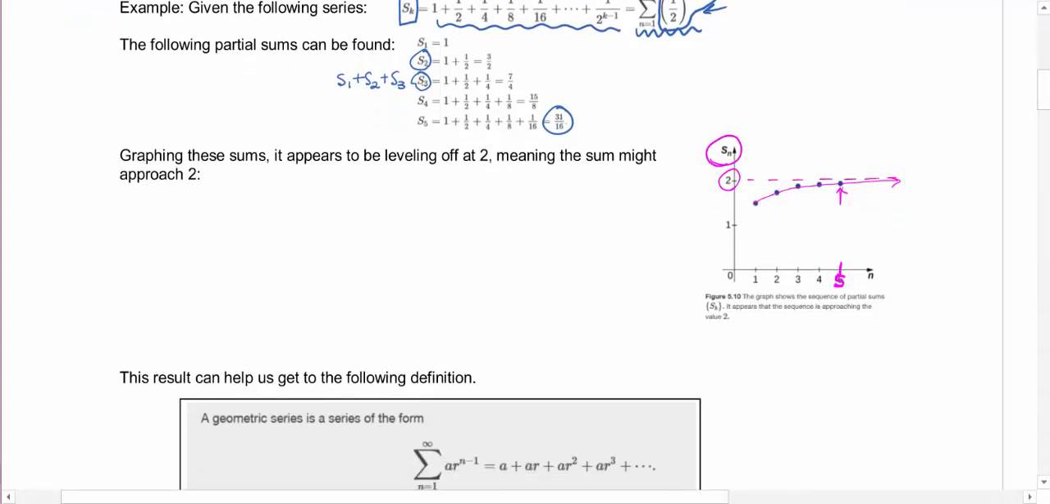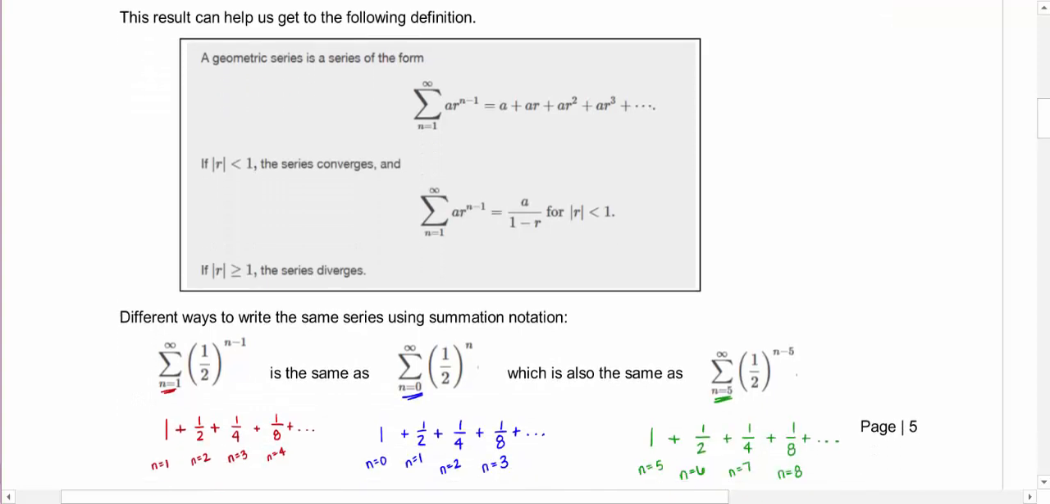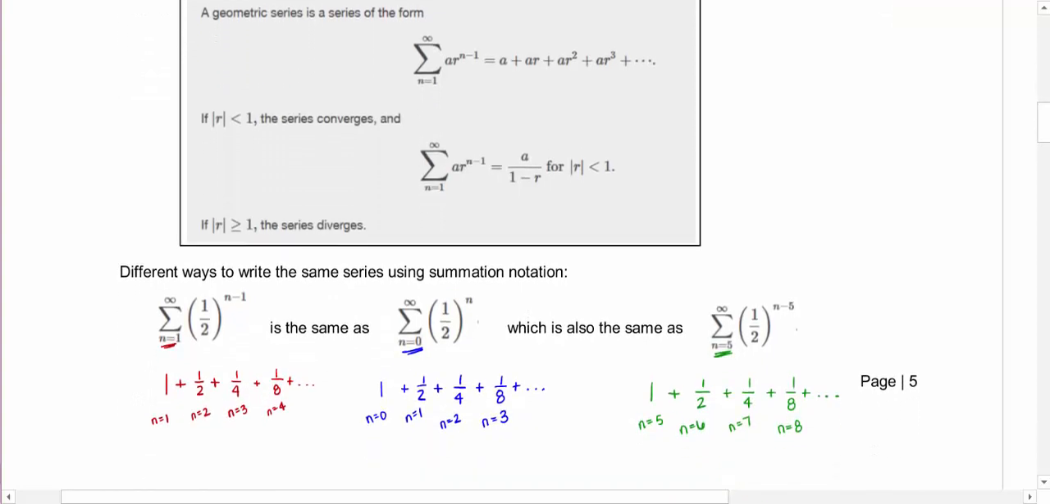So let's start doing that by looking at geometric series, and I think these are pretty basic, that everyone kind of starts with talking about a geometric series. And what I want to start with isn't necessarily what's in the box, although I'll go over what's in the box on the next page, but there are different ways to write the same series using summation notation.